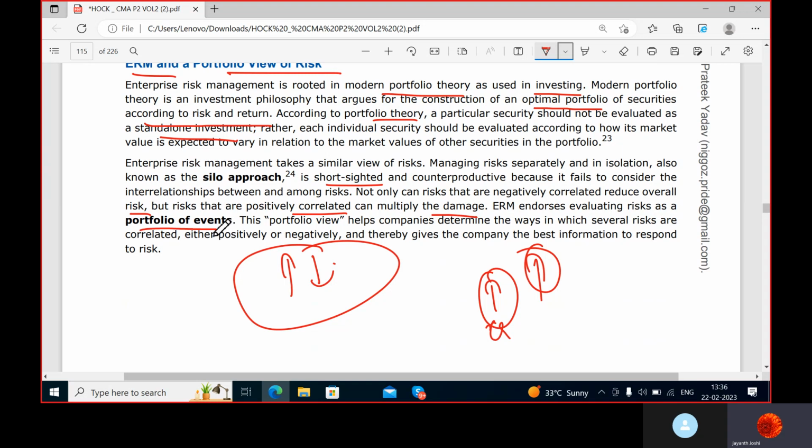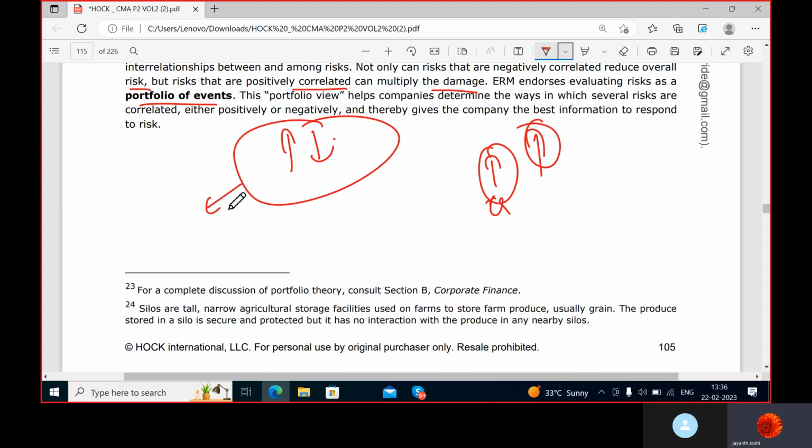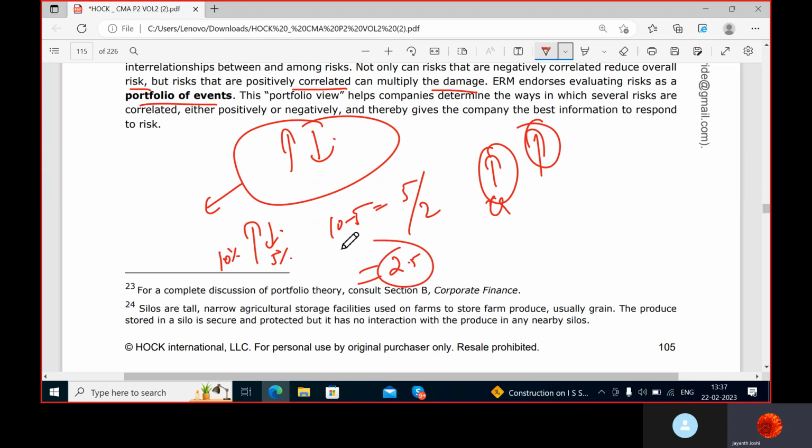That means how you build the portfolio. The maximum benefit you get from a portfolio is when there is a negative correlation. That means if one stock goes up, another stock goes down, still you may have returns. How? If this is going up by 10%, this is going down by 5%, still 10 minus 5 is 5, and 5 by 2 is 2.5. Still you are getting returns. Am I right? So negative correlation is good, but positively correlated ones can give you very high returns or very high losses.